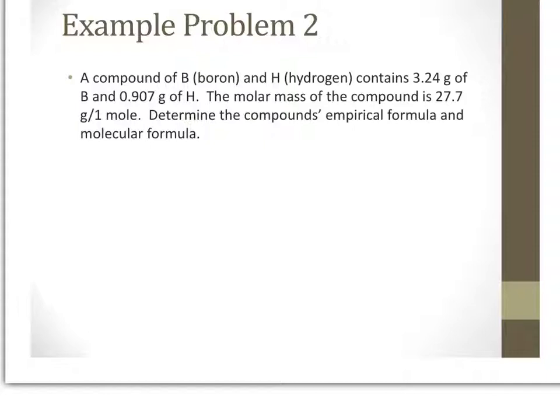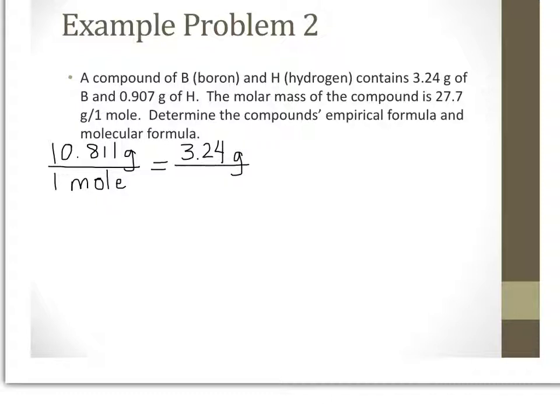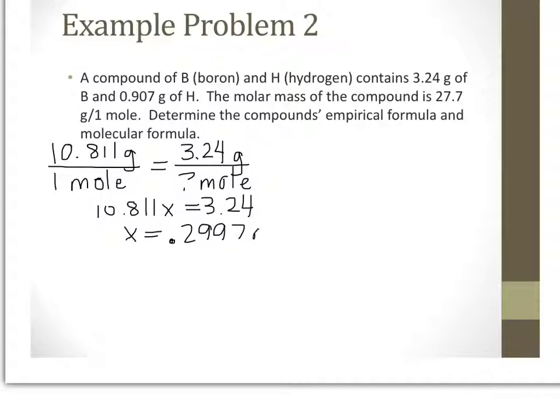So I'm looking up the molar mass for boron on my periodic table, and there are 10.811 grams of boron in every 1 mole of boron. But we don't have 10 grams, we have just 3.24 grams. And so we want to know how many moles that would be. So what I've got here is 10.811x equals 3.24. So x, the number of moles, is 0.2997 moles of boron.